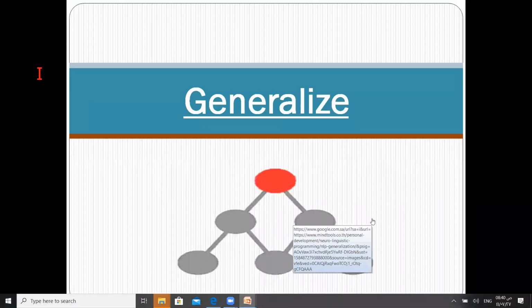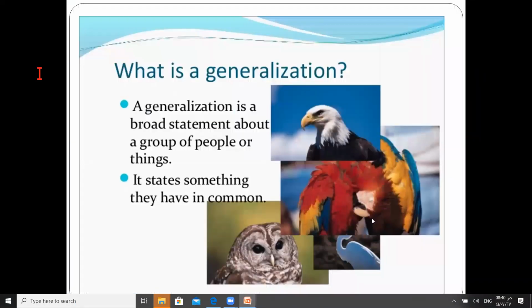So our lesson today is generalize. What is generalization? Generalization is a broad statement about a group of people or things. I will make a broad statement about this paragraph that applies for the whole paragraph. It states something that they have in common.